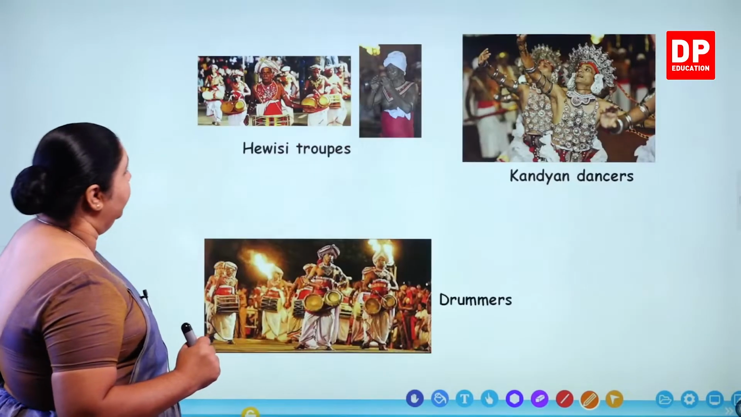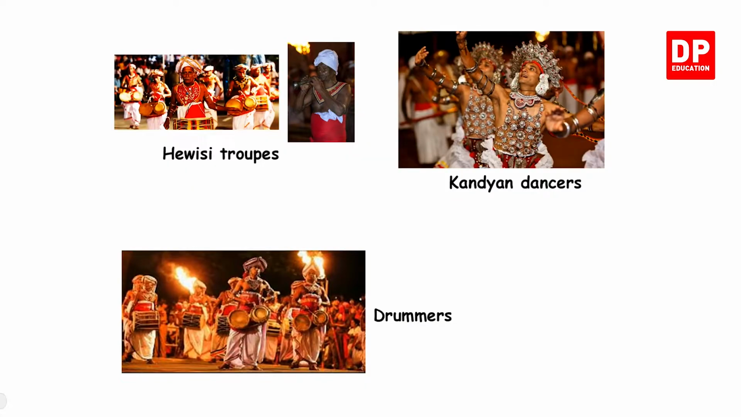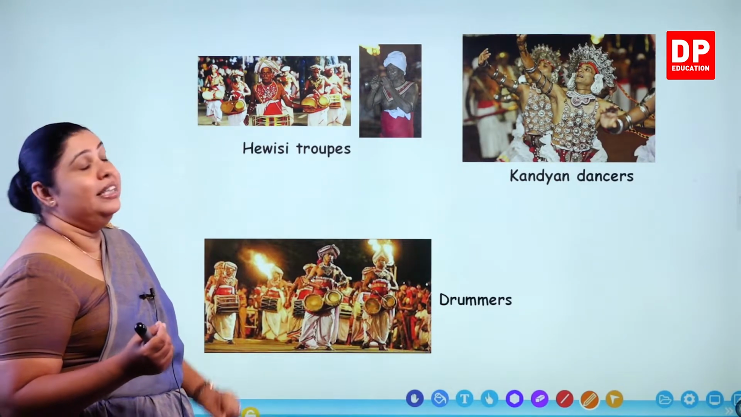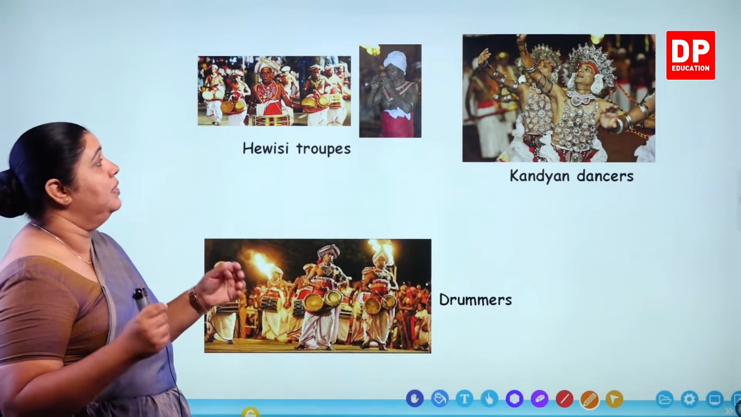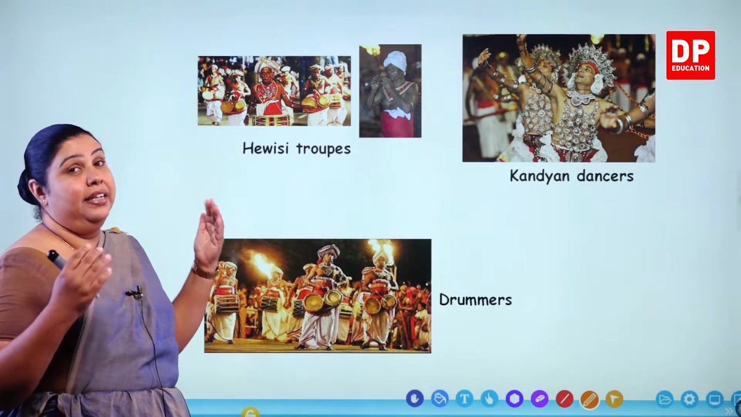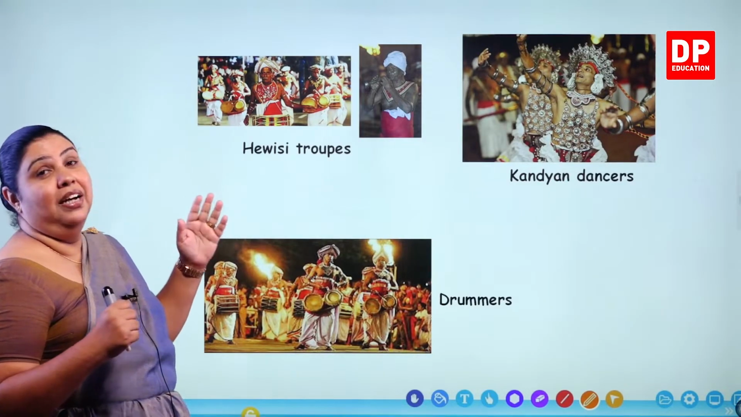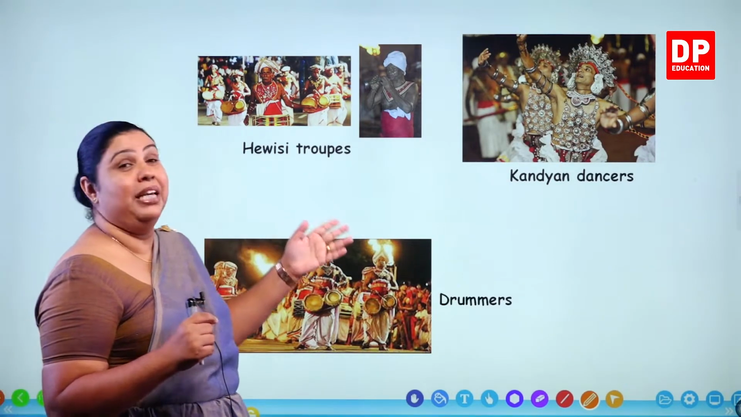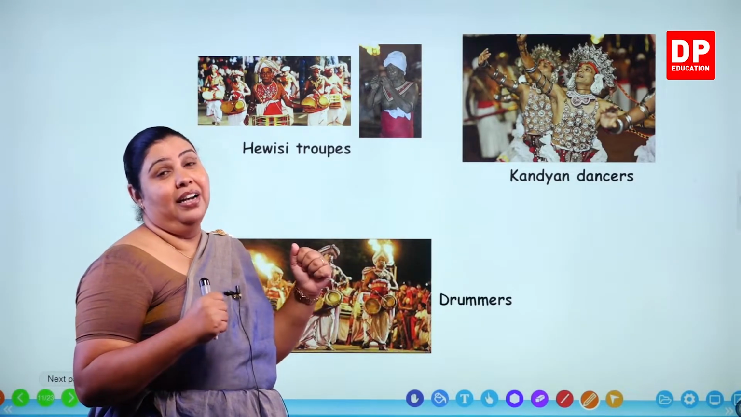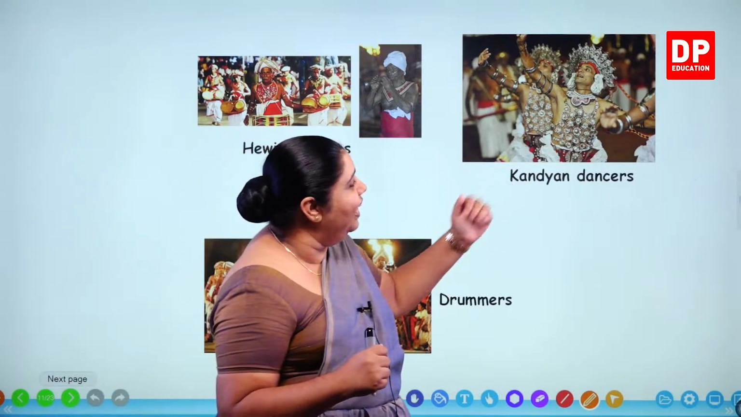So now we are going to take a look at our next set of pictures. Now we have the Hevisi troops. I hope you can see the Hevisi troops. These are the people who are there in the Hevisi troop. They play the drums, and they play the trumpets, different types of trumpets, and that music is being played. The Hevisi troops come after the Nilames and the Peramune Rala and the flag bearers and all of them. Then we have the Kandyan dancers.